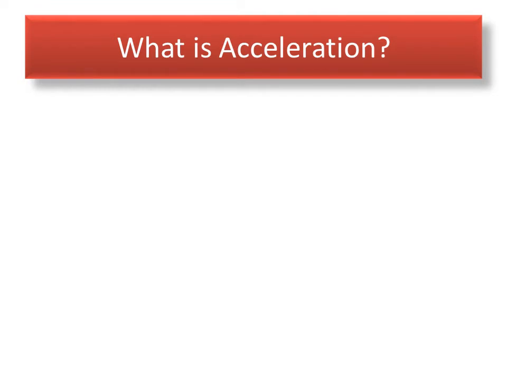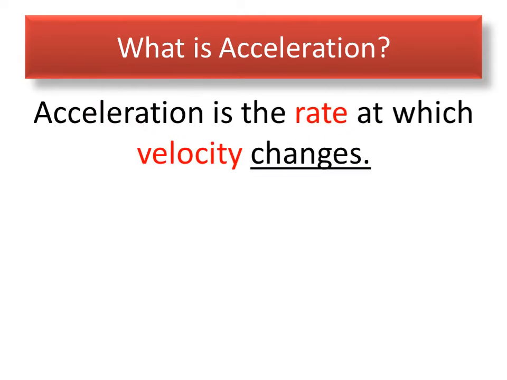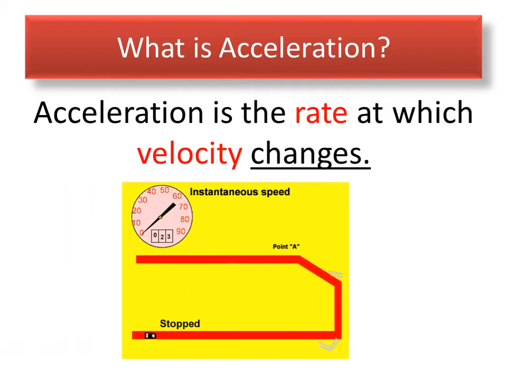What is acceleration by definition? Acceleration is the rate at which velocity changes. In other words, acceleration describes how fast a moving object can change speed, direction, or both, which means velocity. Usually, acceleration is mistaken for the term speeding up. You will see later that acceleration can also mean slowing down. Just wait for the coming slides.